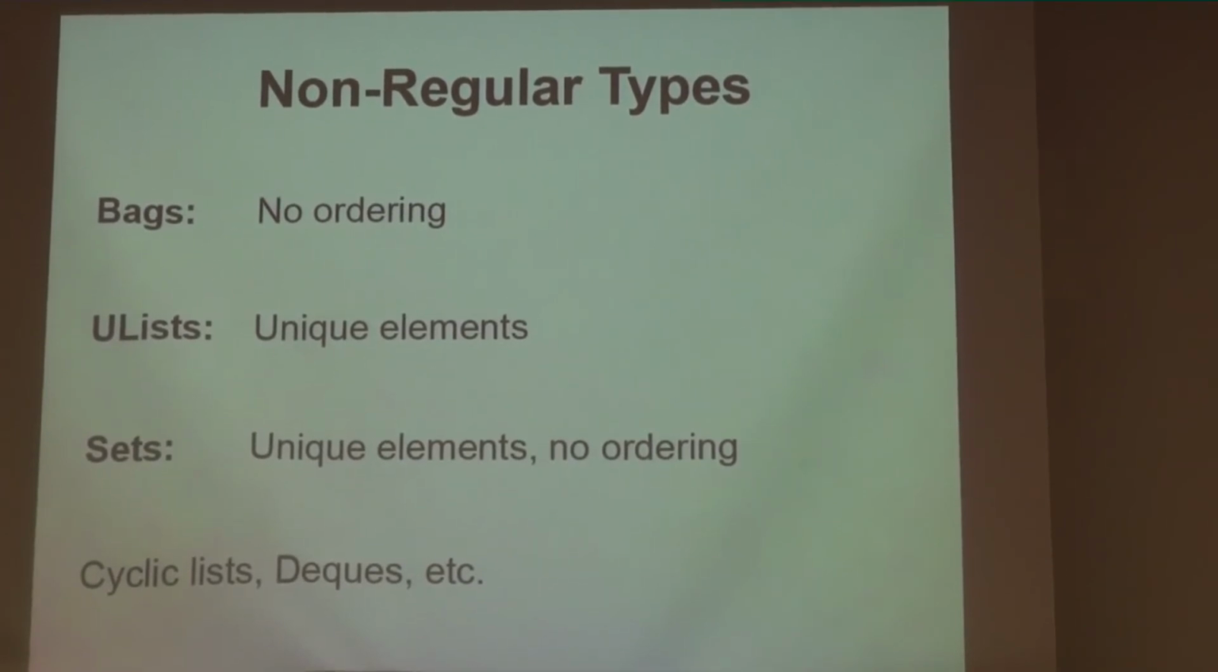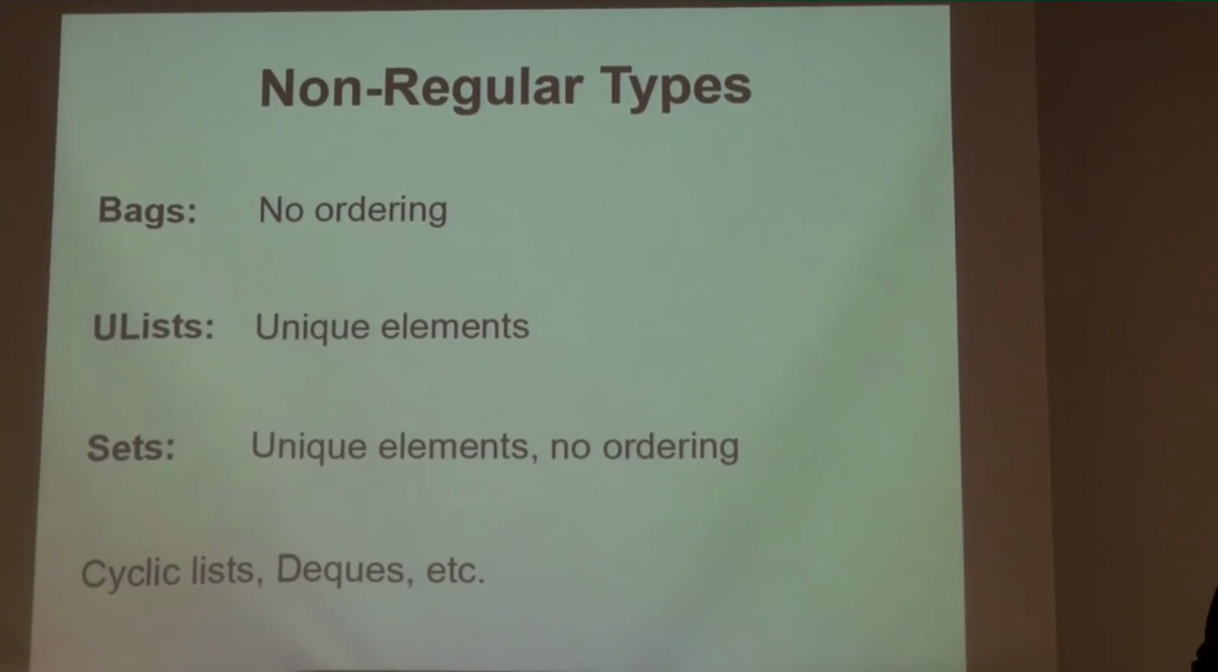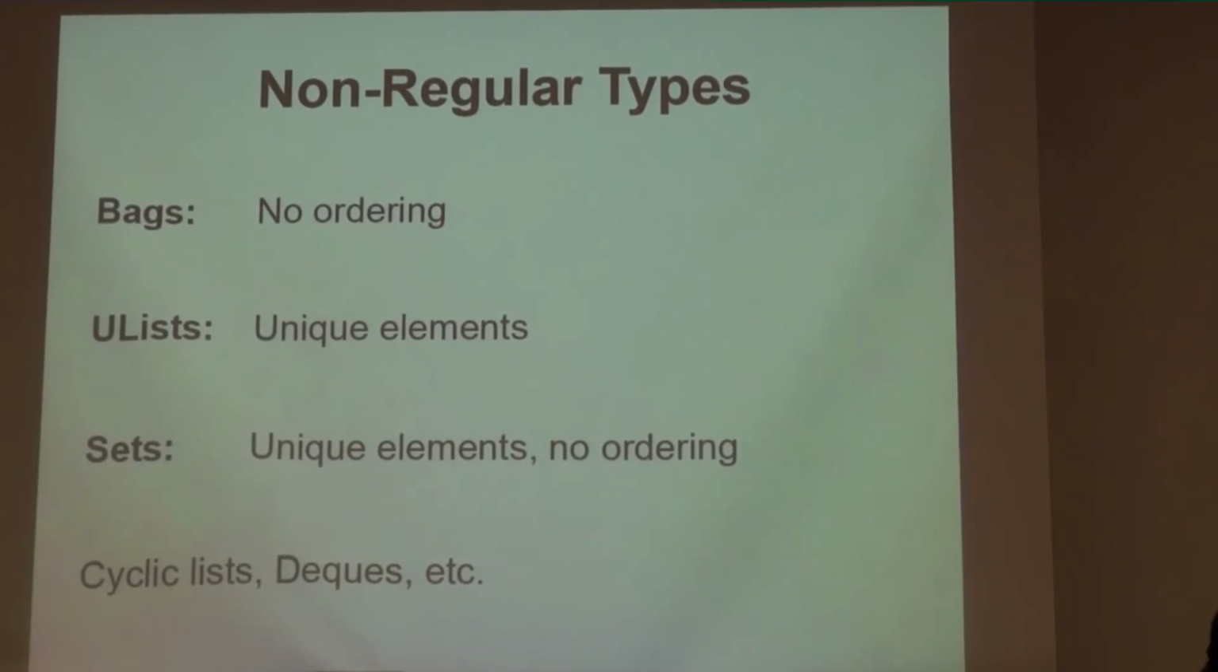So a bag has a bunch of stuff with no order. A uniqueness list is a list. It has order, but it has the restriction that all of the elements in it are unique, so there are no duplicate values in it. So if you try and cons something onto the front of it and it's already in the list, you just get the same list back again. And a set is something that has both of these properties, right? So it has unique elements and you don't care about the order of the elements in there. So the set 3, 2, 1 and 1, 2, 3 are equal, whereas the list 3, 2, 1 and the list 1, 2, 3 are not equal.